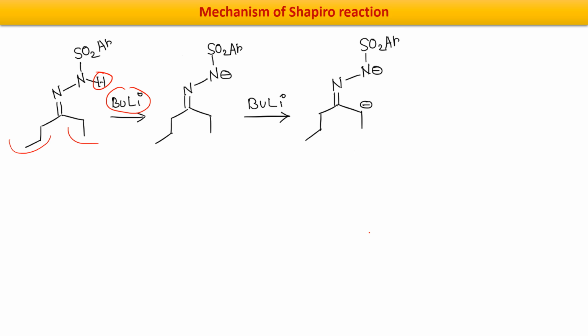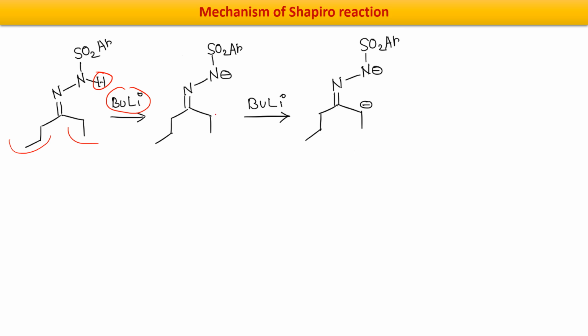So that is why there will be negative charge generation over this nitrogen. Now see, this molecule is already carrying some negative charge, and if you want to produce another negative charge, obviously you have to use some strong base, and that is the reason in Shapiro reaction when we are generating the second negative charge, we have to use strong base, unlike Bamford-Stevens reaction.